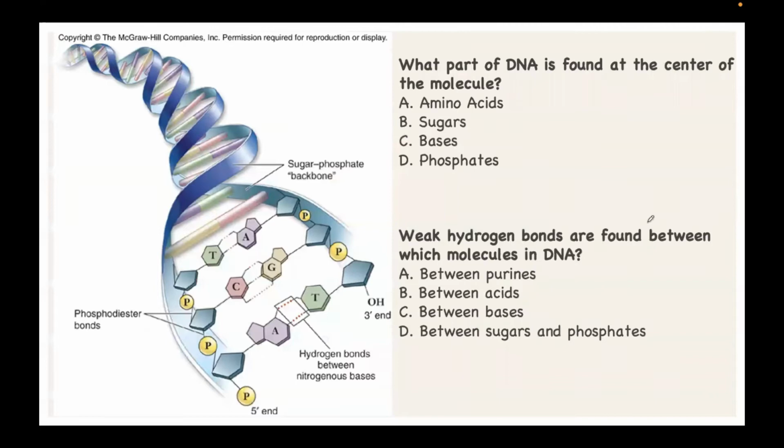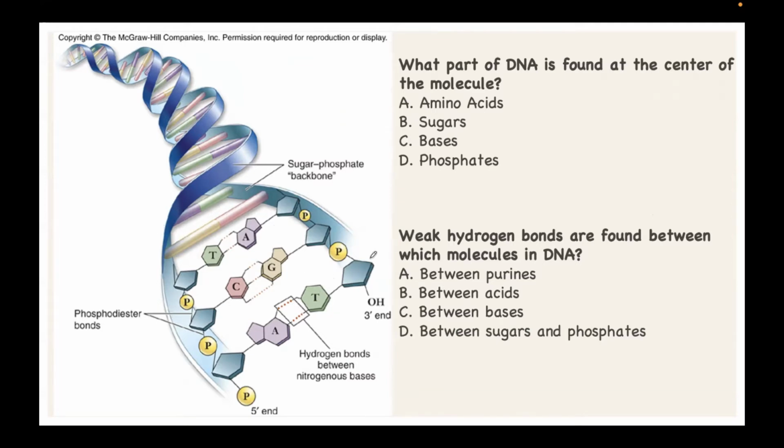So what part of the DNA is found at the center of the molecule? Is it your amino acid, your sugar, your bases, or your phosphate? Okay, tignan natin sa picture dito. So kaya po naging backbone ng ating DNA. So kung mapapansin nyo, anti-parallel nga sila to one another, di ba? Yung dalawang helix natin dito. And then yung ladder natin, ito yung mga nitrogenous bases natin.